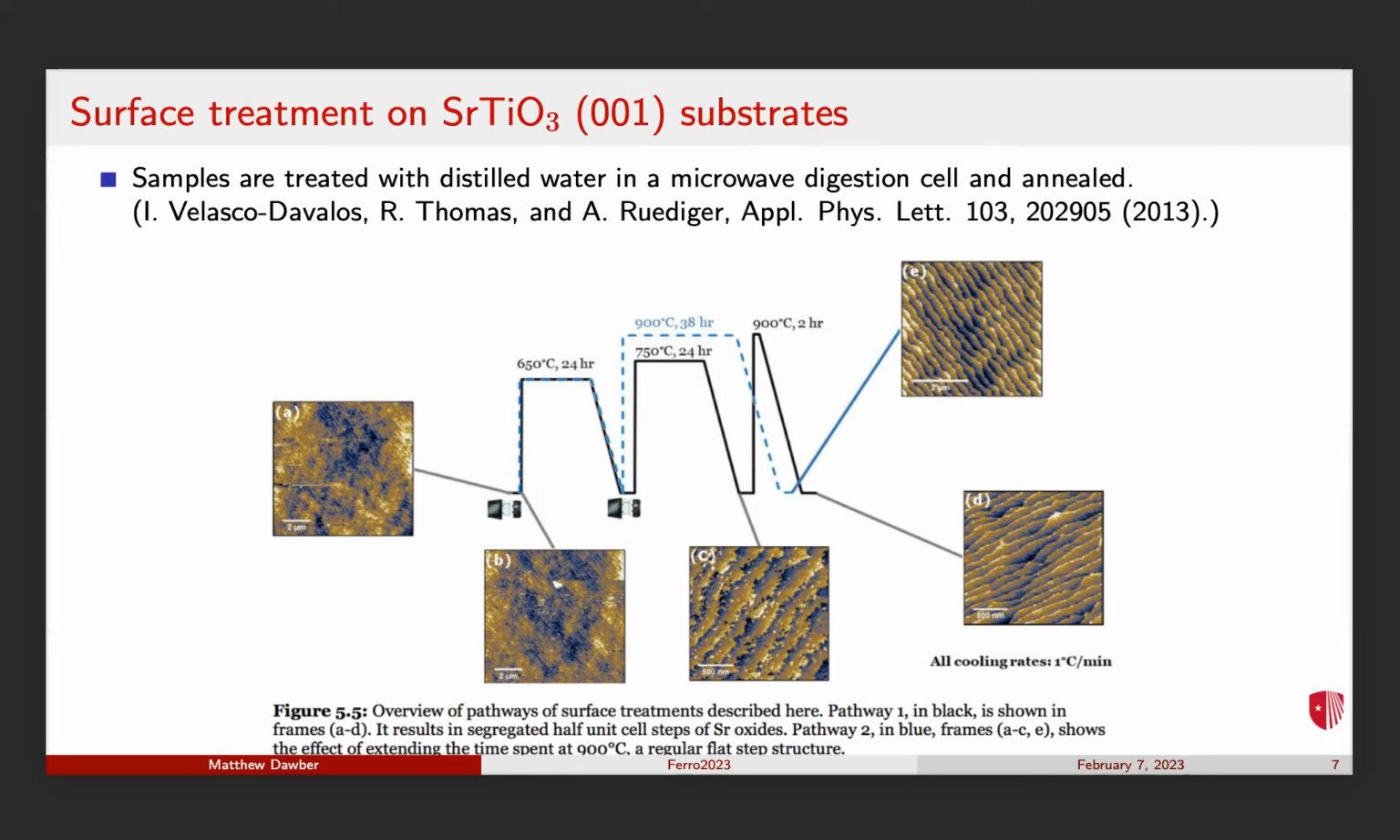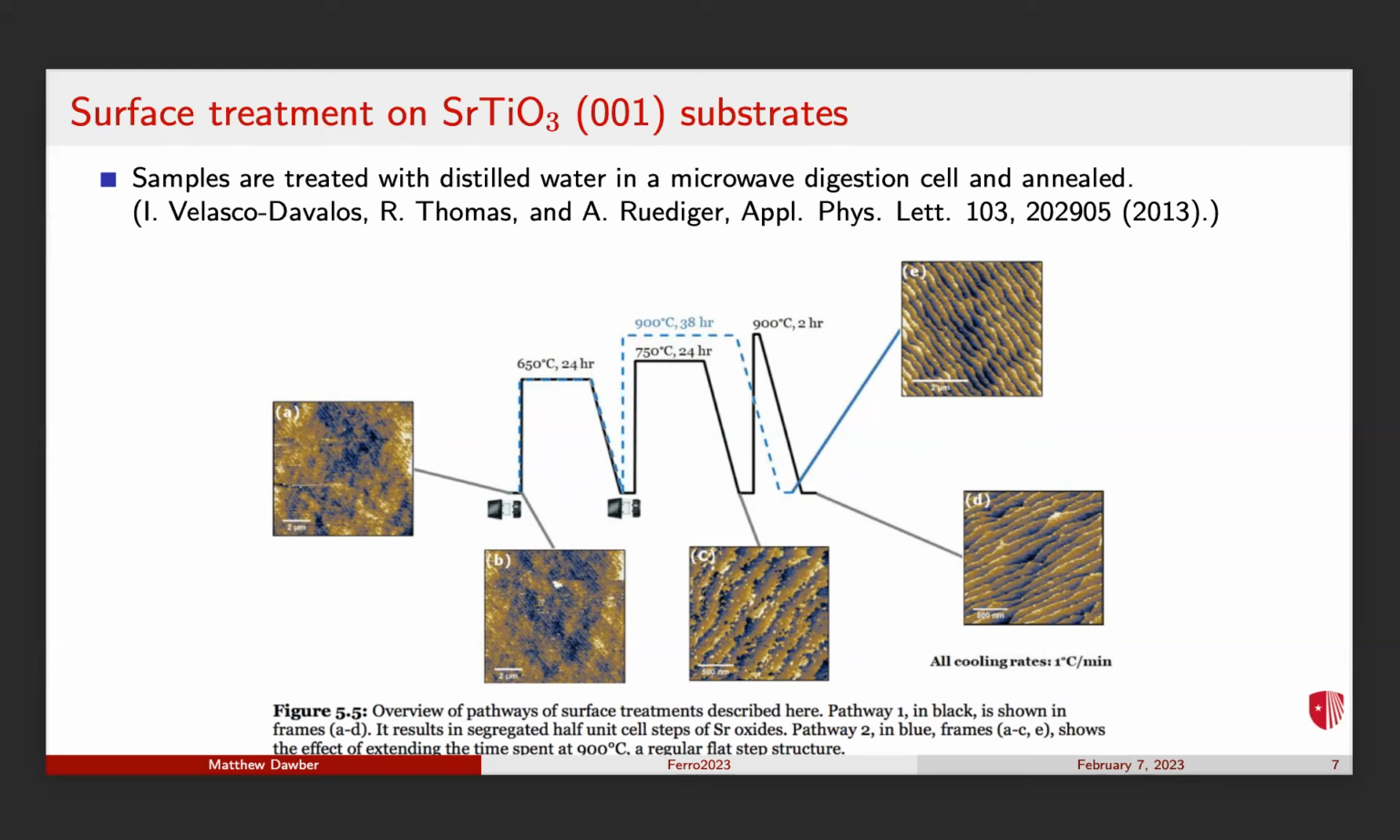They'll use a buffered HF process with annealing steps. We decided we wanted to try something a little bit different. We were using this process that my friend Andreas Rudiger had developed, where you would basically put the substrate in a digestion cell, right? It's a plastic cell that you put in the microwave oven, and you're doing a hydrothermal process where the pressure is quite high while you're processing this.